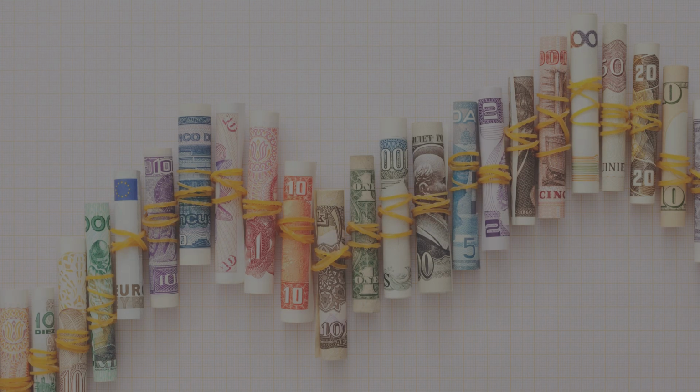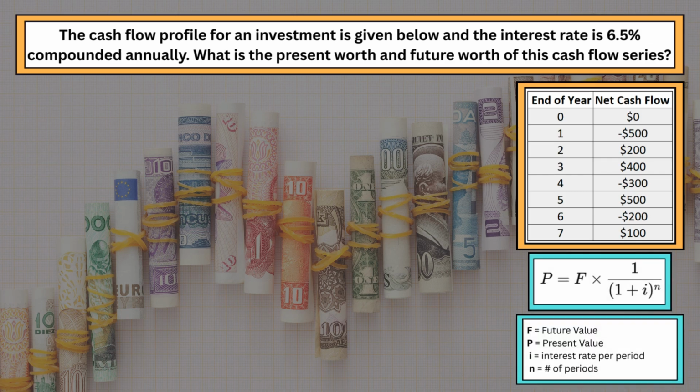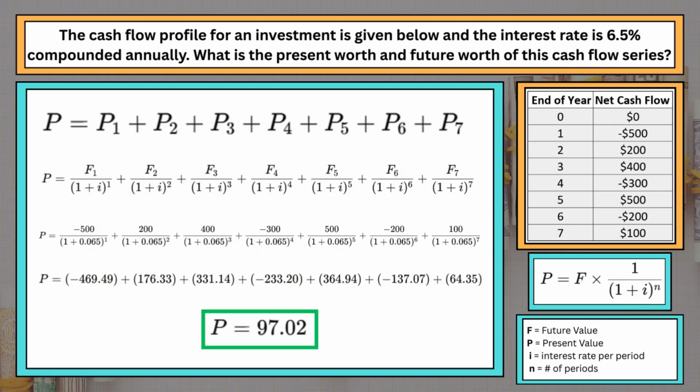Finally, let's handle a real-world cash flow series where money goes in and out at different times. The cash flow profile for an investment is given below, and the interest rate is 6.5% compounded annually. What is the present worth and future worth of this cash flow series? Let's start with the present worth. Remember, present worth means what are all of these future inflows and outflows worth in today's dollars?